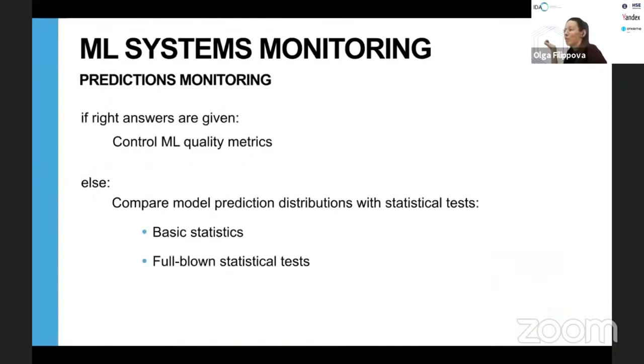And here we have two different situations. First, when the answers are given, so we can control quality metrics, for example, checking that our precision is the same as we expected. Or if we haven't got the right answers right now, we can compare the distribution of predictions, control simple statistics, or use some statistical tests.